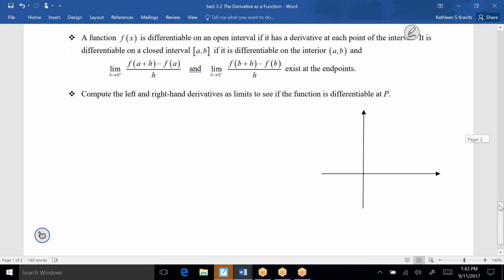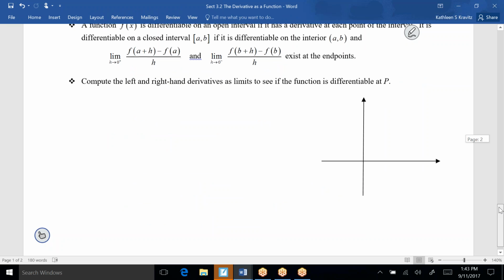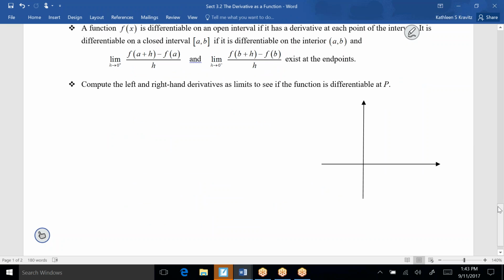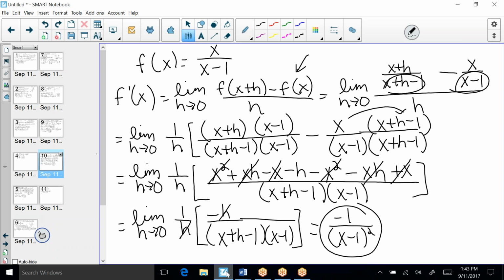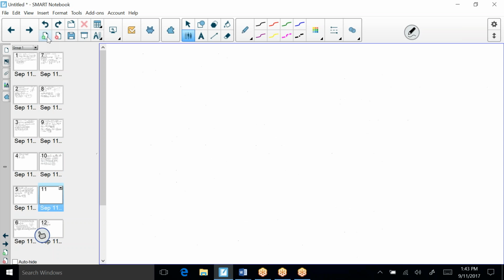So let's compute the left and the right-hand limits, the left and the right-hand derivatives, to see if the function below is going to be differentiable at p. So I'm going to go back to this page here, and I'm going to draw the function. So here's the function that we're going to use.